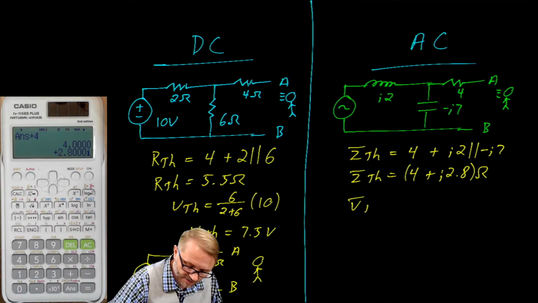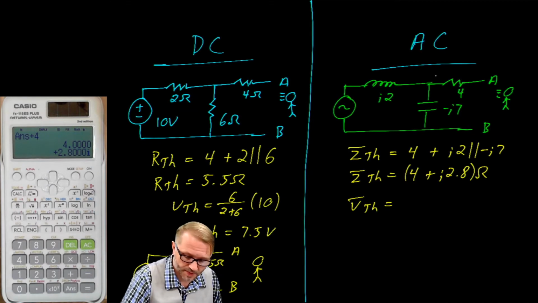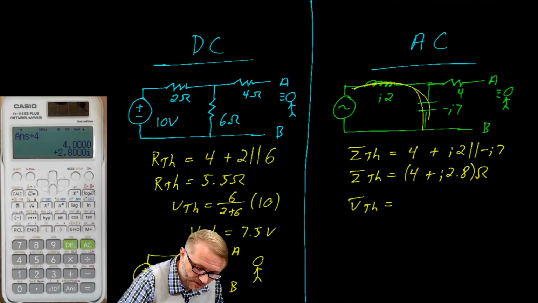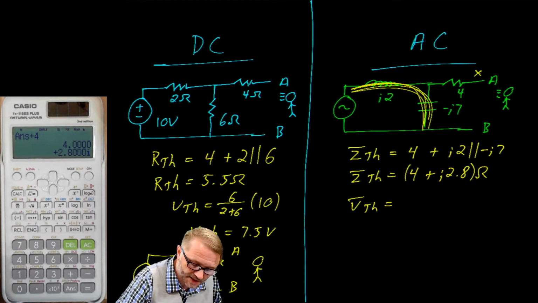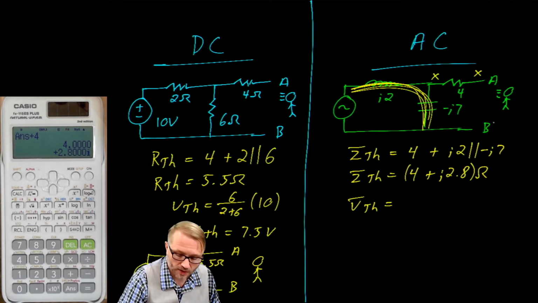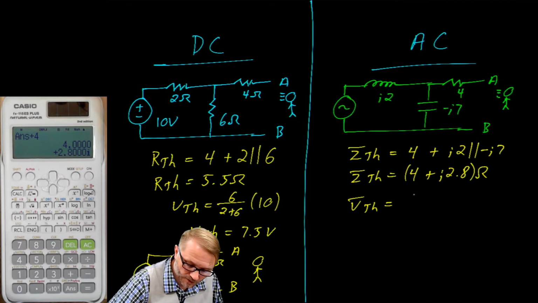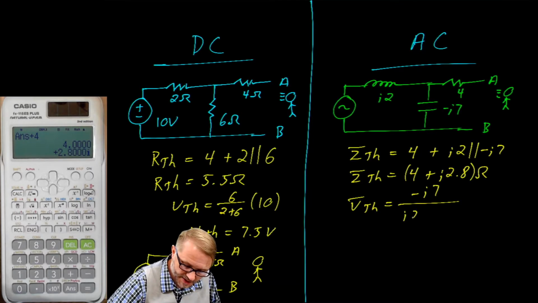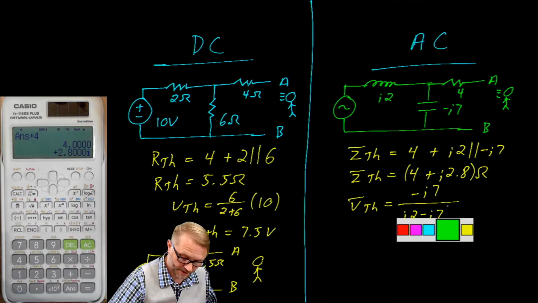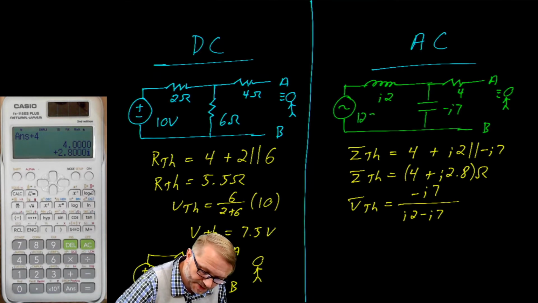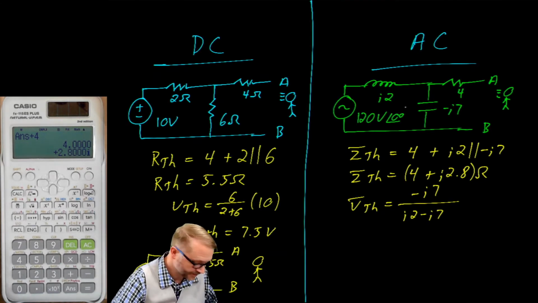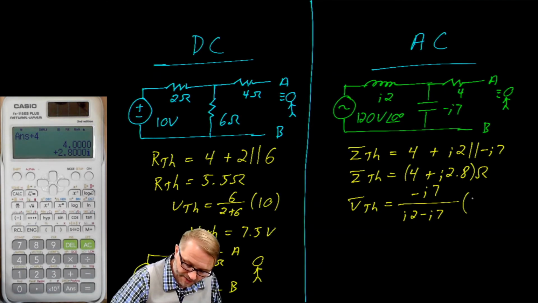For the Thevenin voltage, not for all problems, but for this problem, we can use the voltage divider. And we can do that because the voltage at this point, measured A to B, is the same as at this point, measured A to B. Because there is no load, there's no current draw across that resistor. The voltage divider tells us that we have negative J7 over J2 minus J7. And I got in trouble here because I didn't give you a voltage. We'll let that be 120 volts, 0 degrees. And we multiply against that voltage.